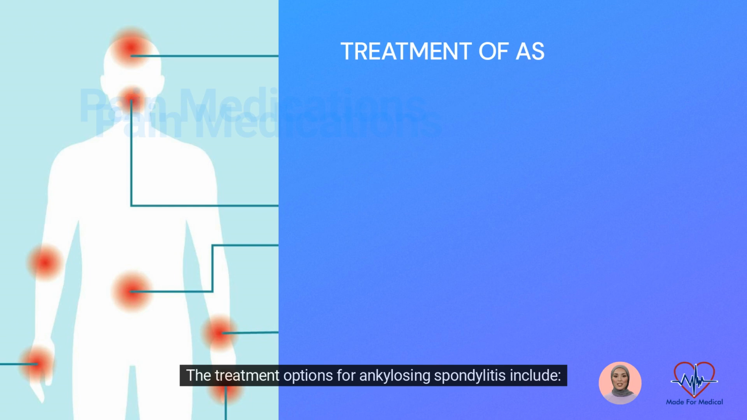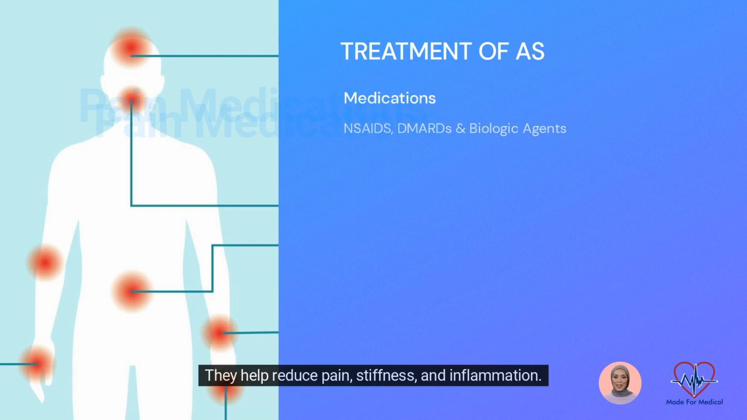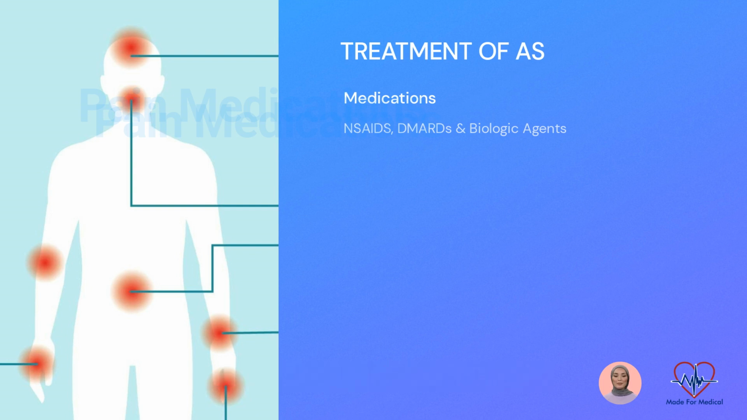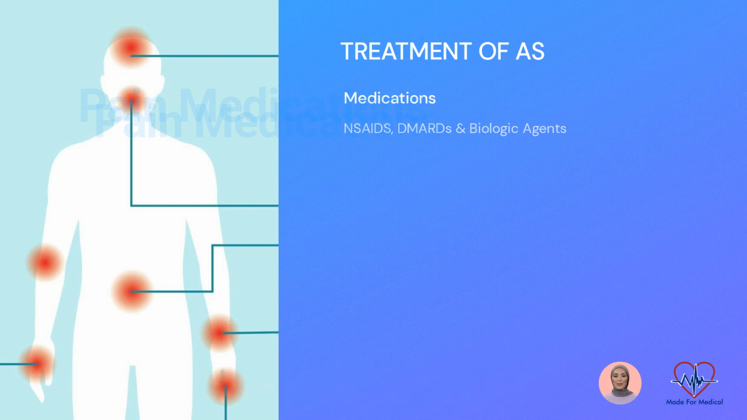The treatment options for ankylosing spondylitis include NSAIDs such as ibuprofen and naproxen, which are often the first-line treatment for ankylosing spondylitis. They help reduce pain, stiffness, and inflammation. Higher doses or different NSAIDs may be prescribed for individuals who do not respond adequately to initial therapy.